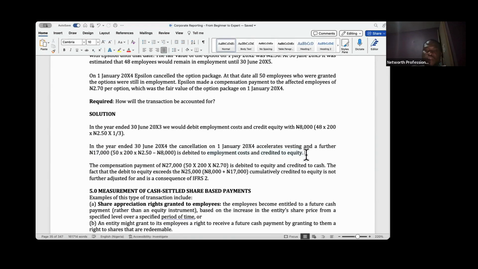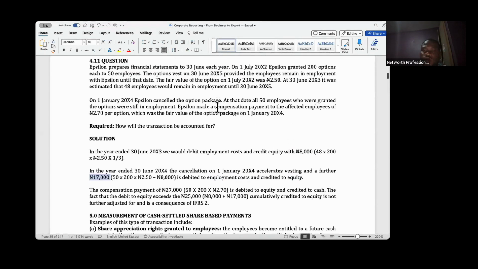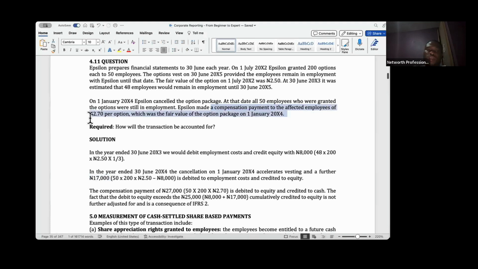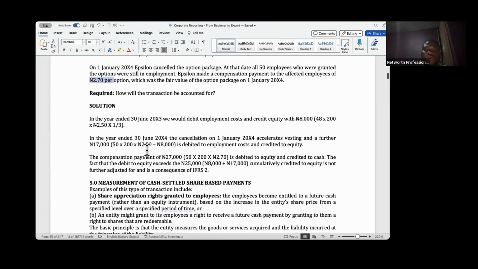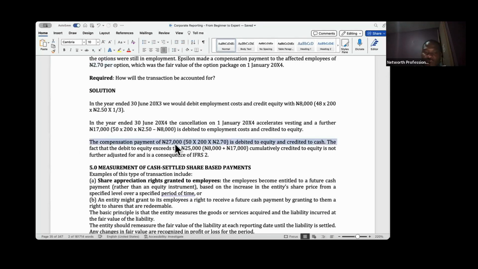So by implication, we will have recorded 8,000 and 17,000 in our equity, right? That's 25,000 across year 1 and year 2. Now, the employer said that he would compensate the affected employees with 2.70 naira per option. So if you value that, the compensation payment is 27,000, being 50 employees times 200 options times 2.70 naira. That means the value is 27,000.